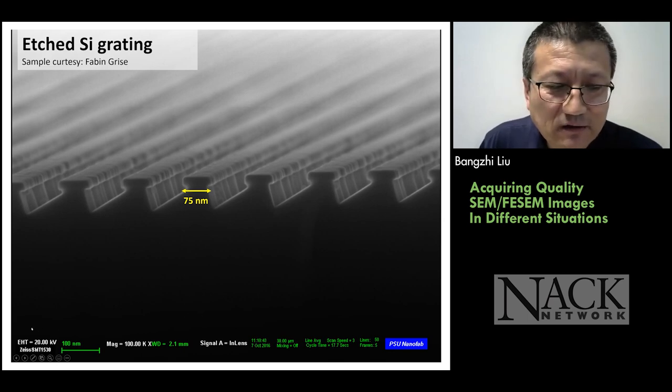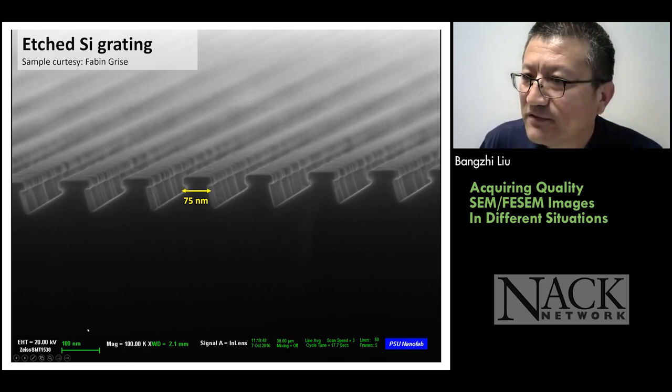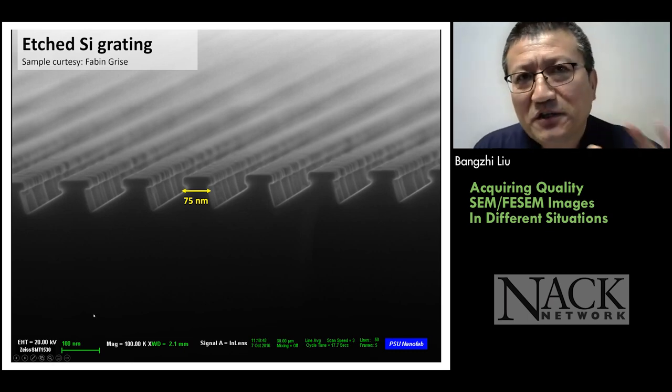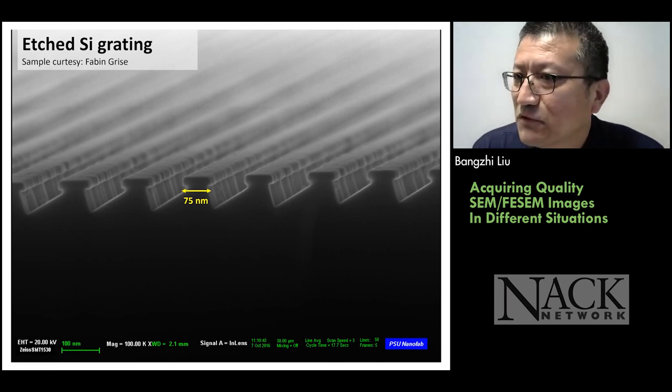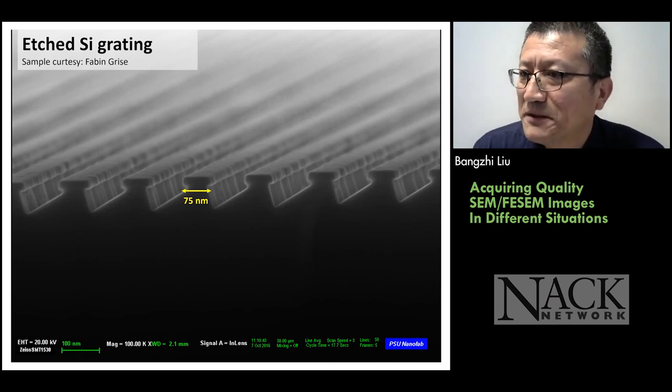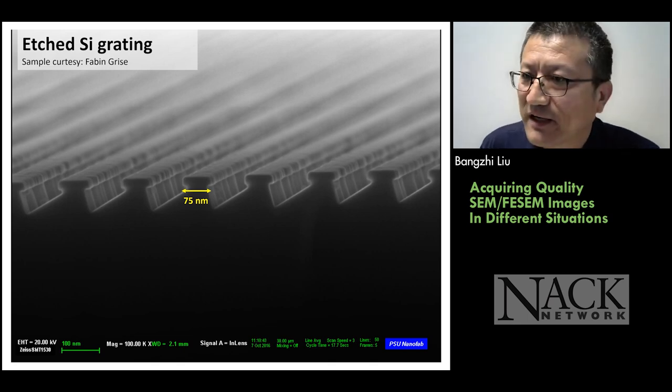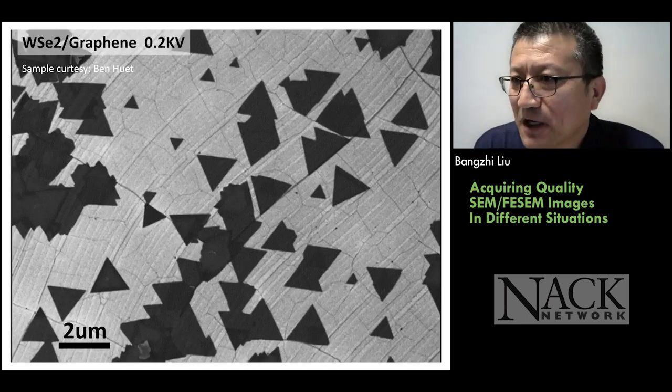So the voltage I use right here is 20 kV. Why 20 kV? If you think about the electron beam, the beam size actually depends on the voltage. The higher the beam voltage, the smaller the beam size, so you can get a higher resolution. That's why I picked 20 kV for this device. But sometimes you have to use a very low voltage.